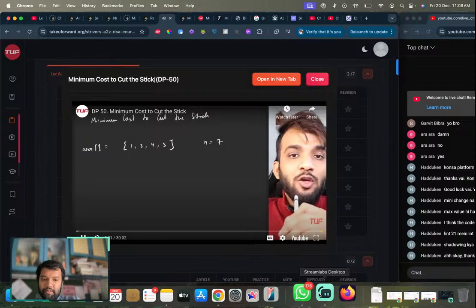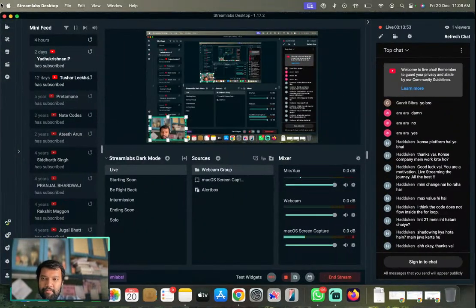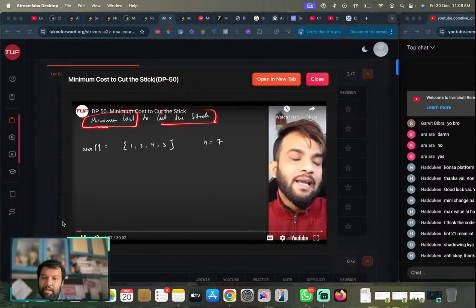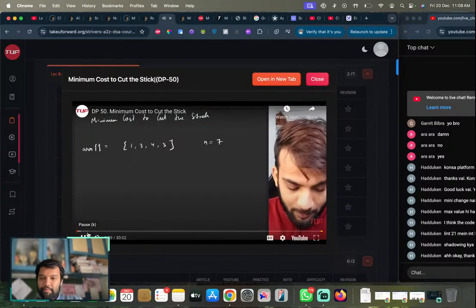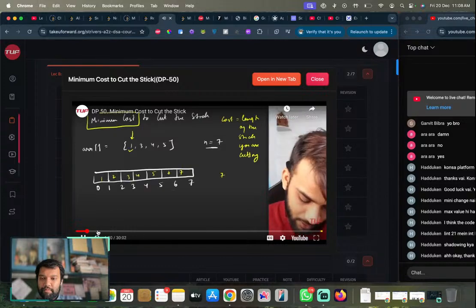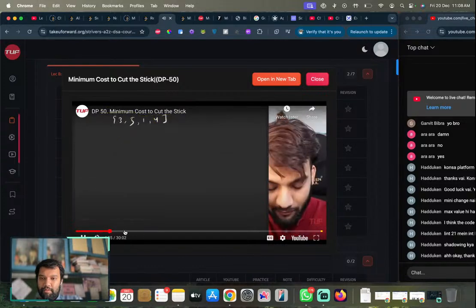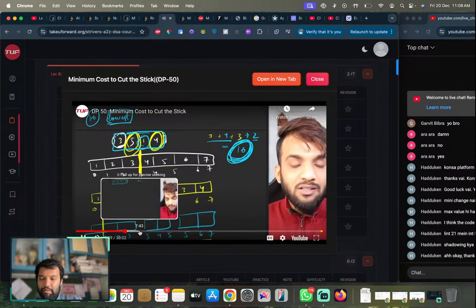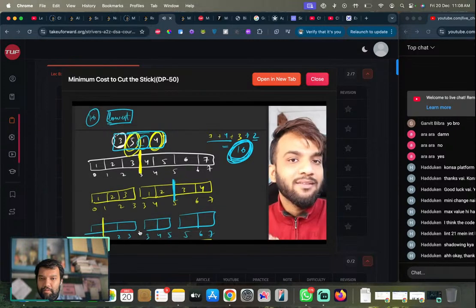Hey everyone, welcome back to Take You Forward. Today we will be solving an interesting problem on partition DP, which is minimum cost to cut the stick. Now, what does the problem state? The lowest that you'll get is of length 16. You can't go lower than this.